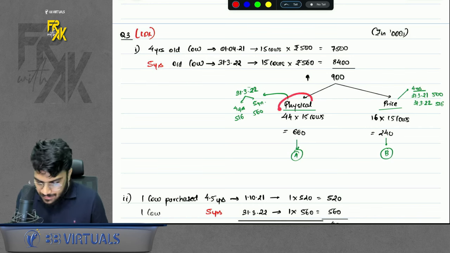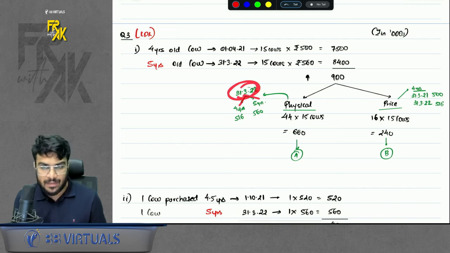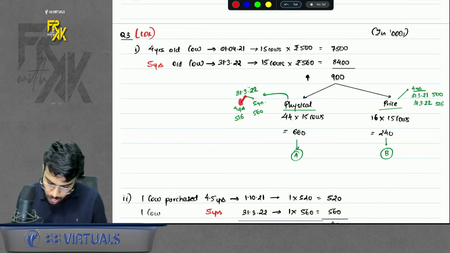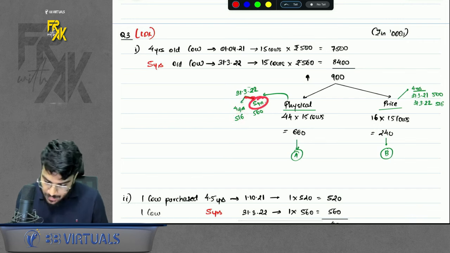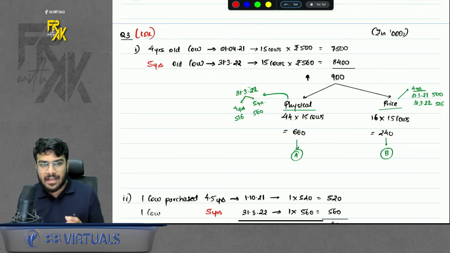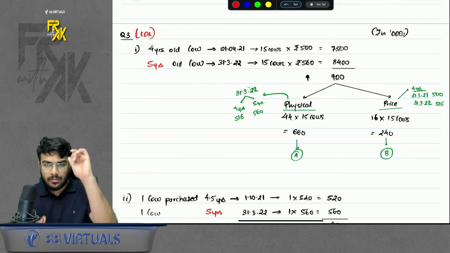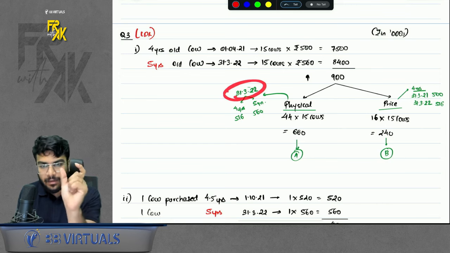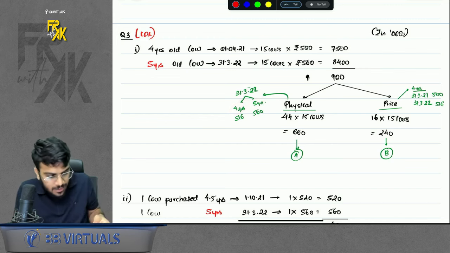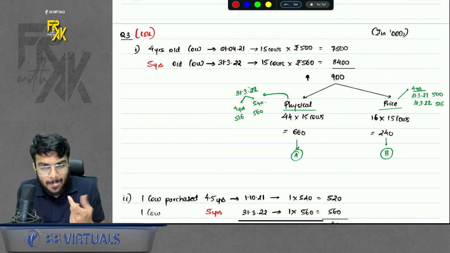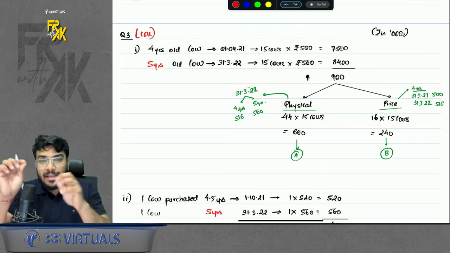Please remember, in physical change, stand at year end only and compare age wise. If this was 4 years old on year end, what would have been the value? And now if this is 5 years old on year end, what is the value? That means in physical change, you don't change the year, you stand at a specific date and compare the age wise value. If this was 4 years old, how much? If this was 5 years old, how much? That is why I will get the physical change.